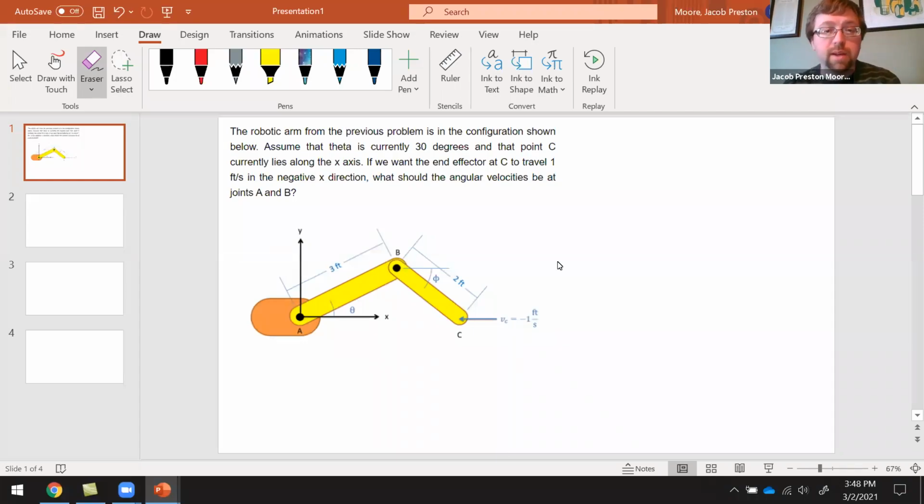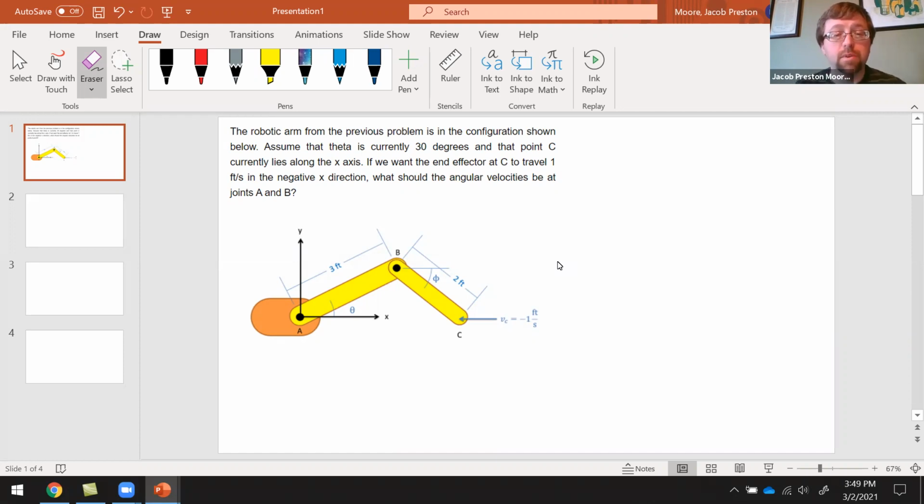Hello, for this worked example, what we have is the same robotic arm we had in the last problem. So it's still fixed to the floor, this orange part, and we can rotate it about point A. Section AB is 3 feet long. We can also rotate about point B. Section BC is 2 feet long. And we've got the end effector right here at C.